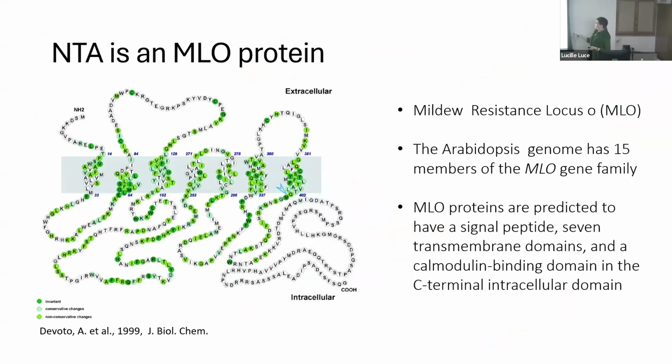Okay, so how does Nordia control the amplitude of synergid calcium oscillations? Nordia is actually an MLO protein. This stands for mildew resistance locus O. The Arabidopsis genome has 15 members of this family, and all of them are predicted to have 7 transmembrane domains and a big extracellular loop. There's 2 cysteines that make a predicted disulfide bond here, and then this cysteine and this cysteine make another disulfide bond. In the C-terminal tail, there's a calmodulin binding domain.